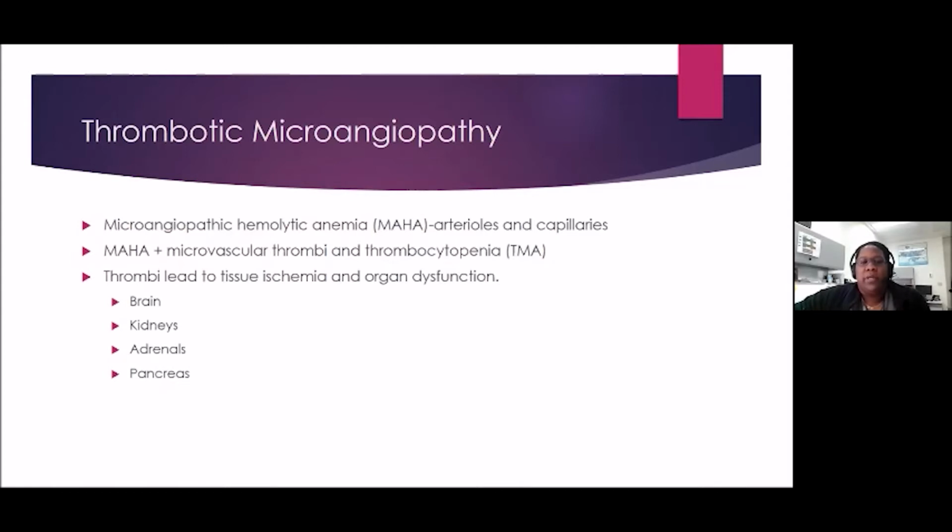The organs that are mostly affected with thrombotic microangiopathy, I would say number one would be the kidneys. Also, I think number two would be the brain in my experience, and also the adrenals and pancreas. And we'll see why this is important in a little bit.